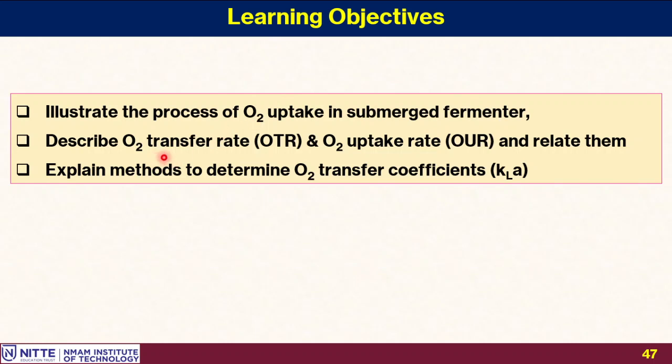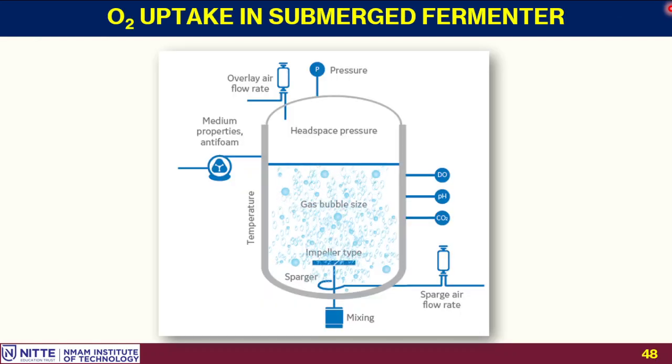We'll also see the oxygen transfer rate, termed as OTR, and the oxygen uptake rate, termed as OUR, and we'll relate them under steady state condition and how they influence the fermentation process. We will find out methods by which you can experimentally and theoretically find KLa values, the oxygen transfer coefficients, to the fermenting liquid, how it is related and how it can be calculated. That also we'll see in this video lecture.